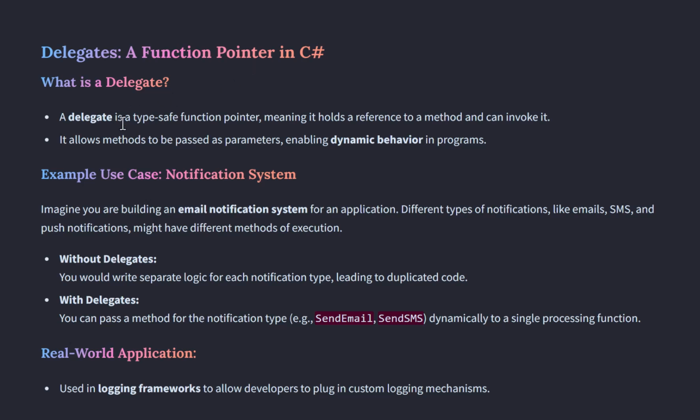So we can say a delegate is like a type-safe function pointer, meaning that it holds a reference or a pointer to a method and it can invoke it. But here I would like to add that the method must have the same parameter and return type as the delegate, which we're going to see after some time in our example. So let me define again what exactly a delegate is. You can say it's like a contract, where any method assigned to it must conform to its defined signature.